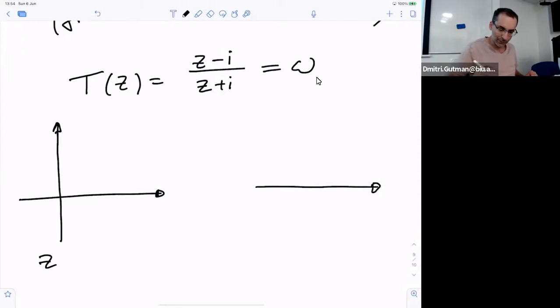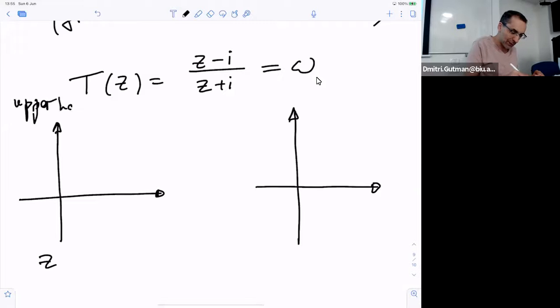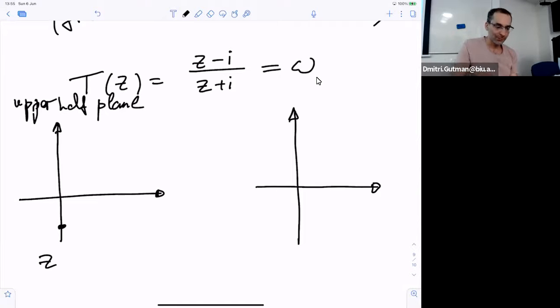So on a W plane. And let us see what this transformation does for the upper half plane. So let's take and look at the upper half plane. Why do I like the upper half plane? Because this transformation has a pole at z equal to minus i. So there's a pole here. And in the upper half plane, this transformation has no poles at all. So it means that this function is analytic, and therefore it must be conformal.